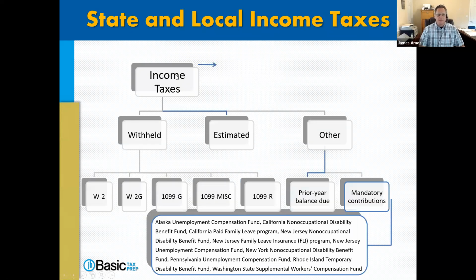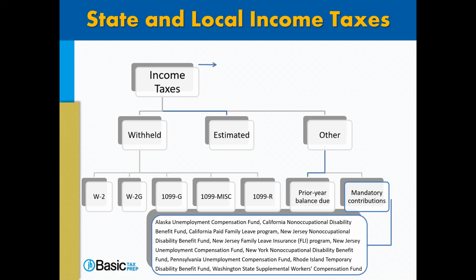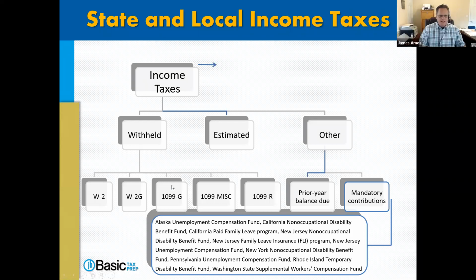So income taxes, where do you get those? They can be withheld. Income taxes can be withheld, or they can be estimated, or they can be other. So withheld taxes are what's withheld from your paychecks. Estimated taxes are what you send in quarterly based on estimates of your income. Normally, most people that do this are usually self-employed. Okay, so if you have withheld taxes, where are those going to be reported? Well, here's a list here. W-2, W-2G. What's a W-2G? Gambling winnings. That's right.